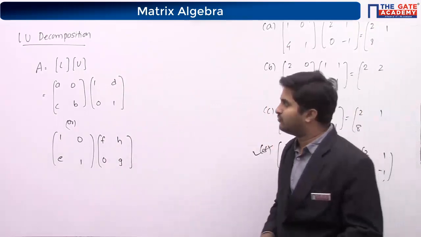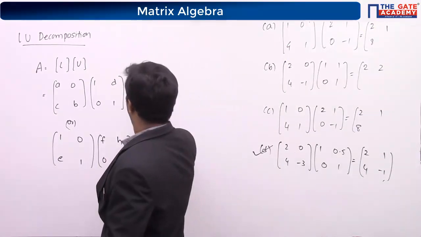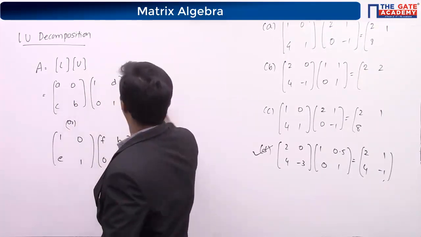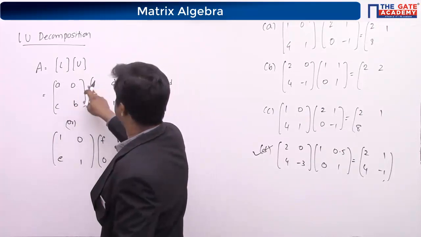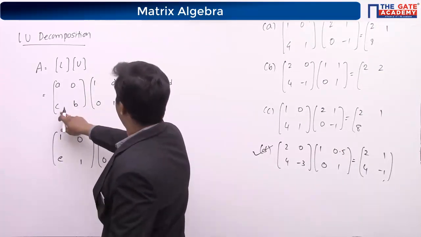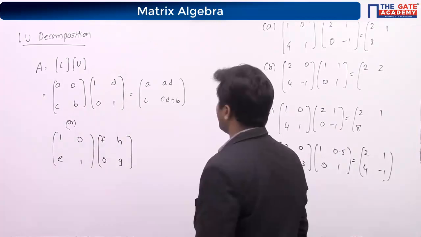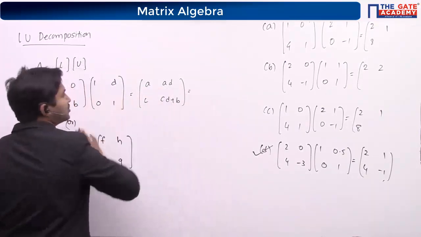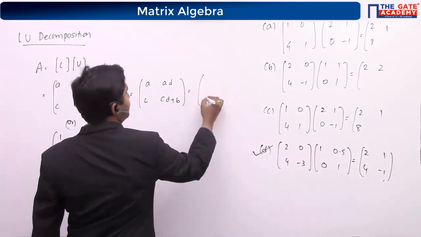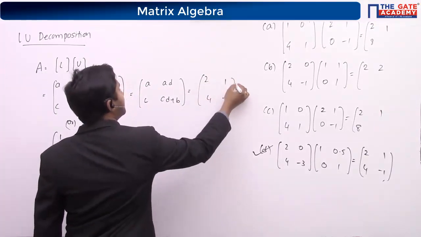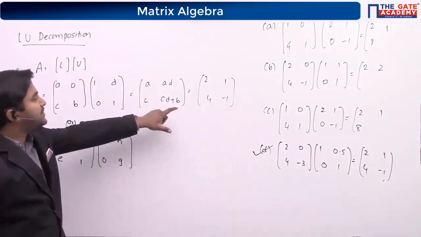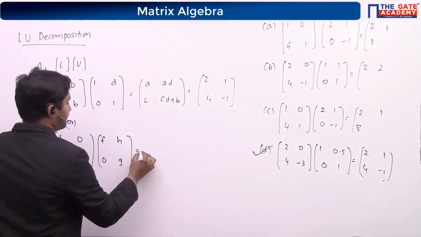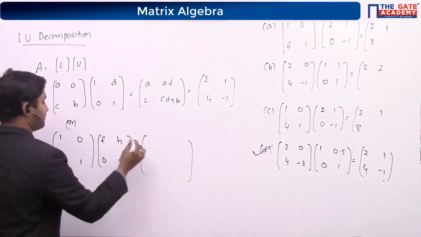Now we can write this product as equal to A, AD, C, and then CD plus B. Then what will you do? You will compare it with the given matrix A, which is 2, 1, 4, minus 1, and then you will compute the values of A, B, C, D.